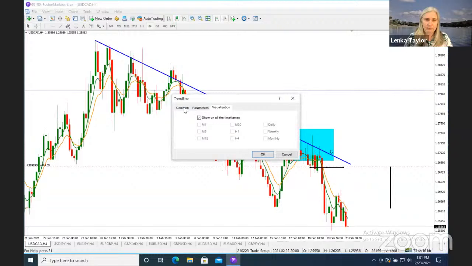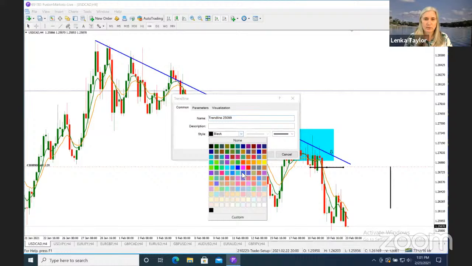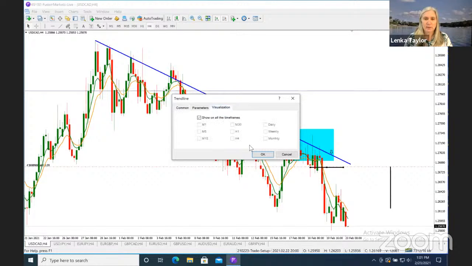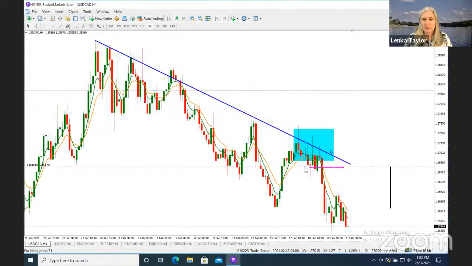Let's see. There we go. So that was the entry, and the original stop loss was just above there. And now it's already at break even. So that was the trade from last week. No trade going on that one at the moment. I'm not placing a new trade on there.